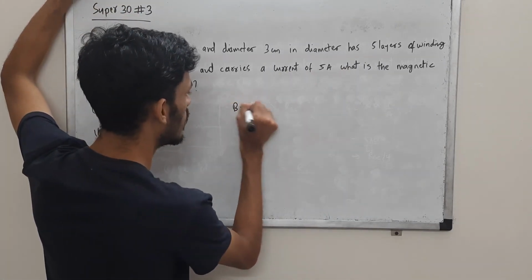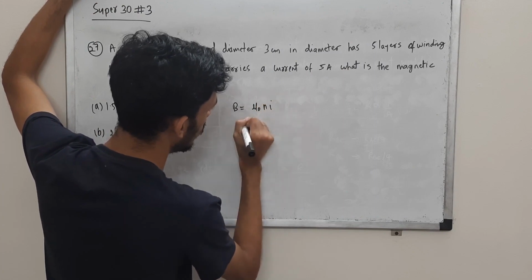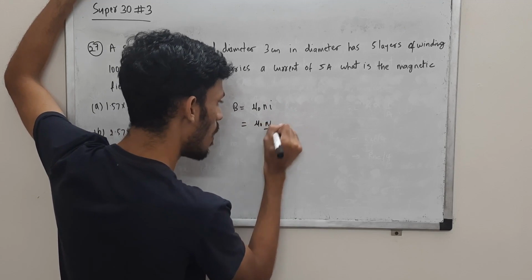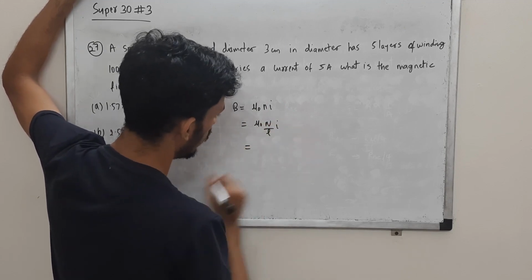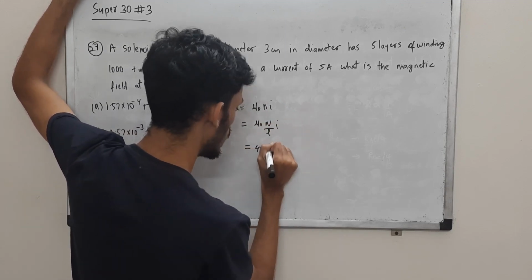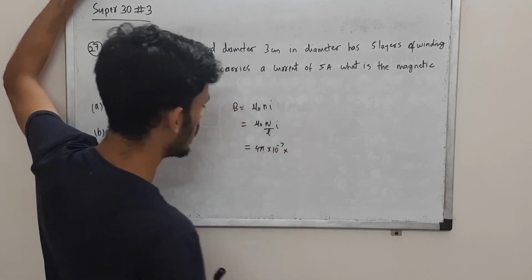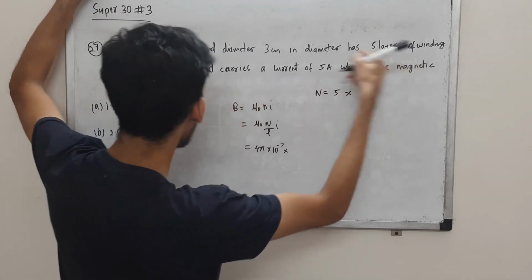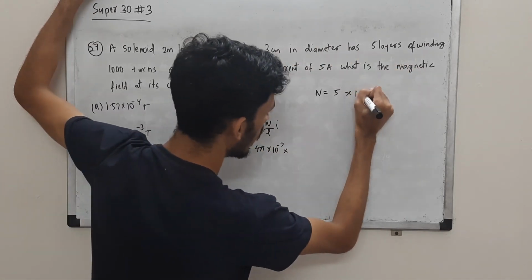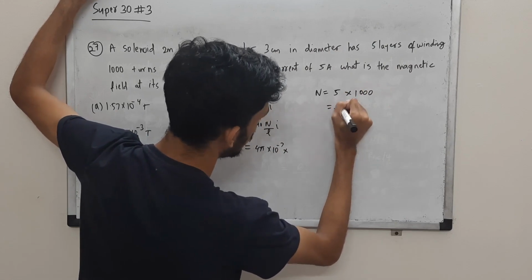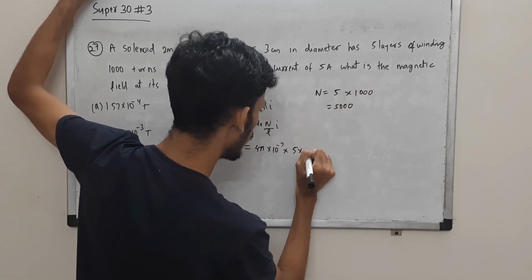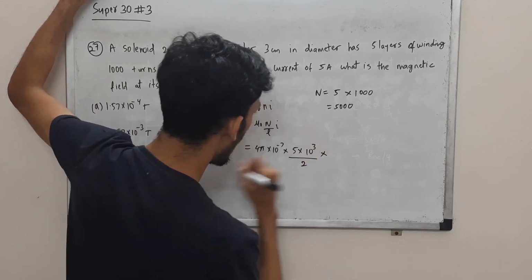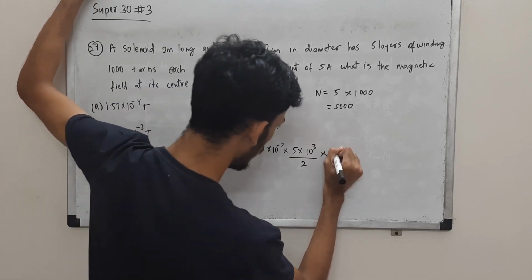The magnetic field at the center of a solenoid is given as mu 0 n i. Now this small n is not the number of turns, it is the number of turns per unit length. Now substitute all the values. Mu naught is 4 pi into 10 to the power minus 7. The number of turns is 5 layers times 1000 turns each, so 5000, which is 5 into 10 to the power 3. Length is 2 meters, and the current is 5 amperes.